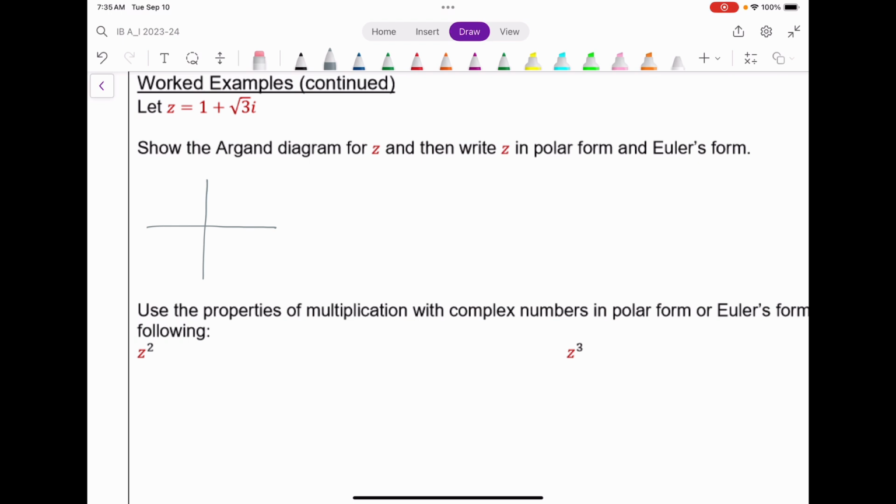Both coefficients are positive, so we have a point roughly 1 to the right, root 3 up. I don't know, how about that? There's my vector.